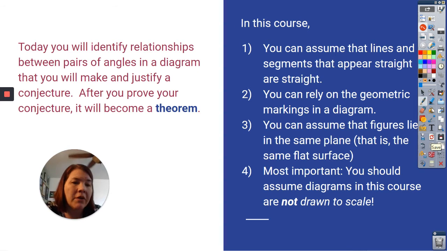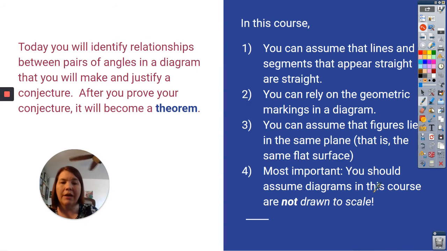We can assume that all figures lie in the same plane, that is, on the same flat surface. In other words, if it's on the same piece of paper, it's all on the table, not some on the table and some on the floor. That's very important, because otherwise this comes up with really weird relationships. Everything is on the same surface. Very important.